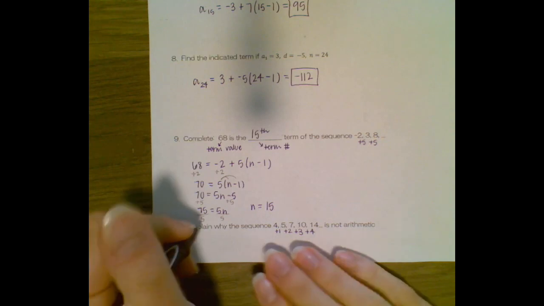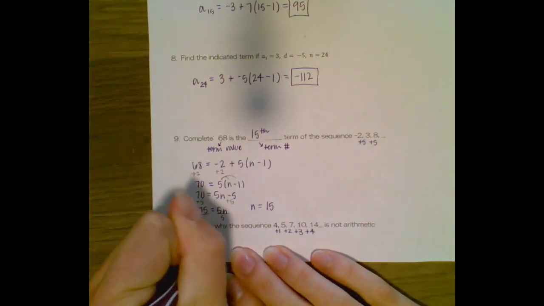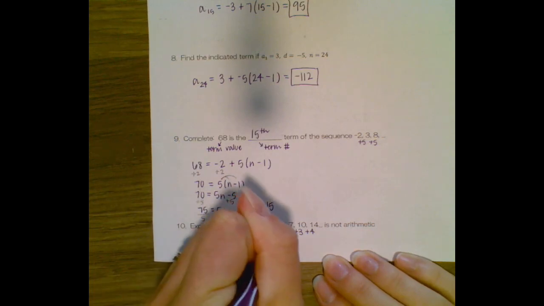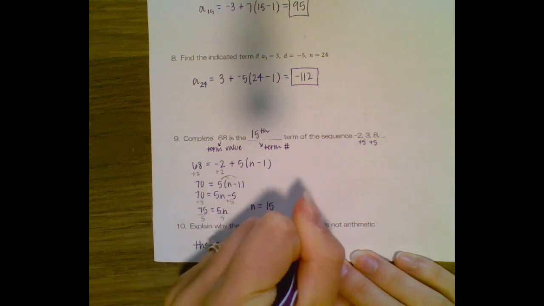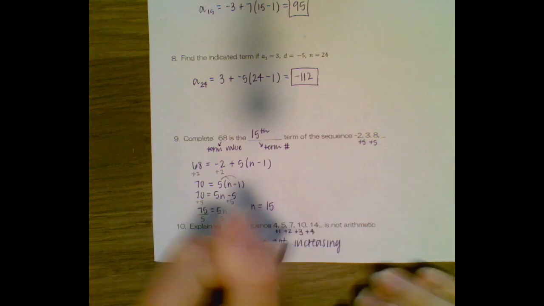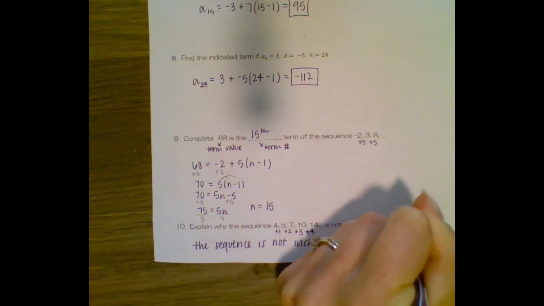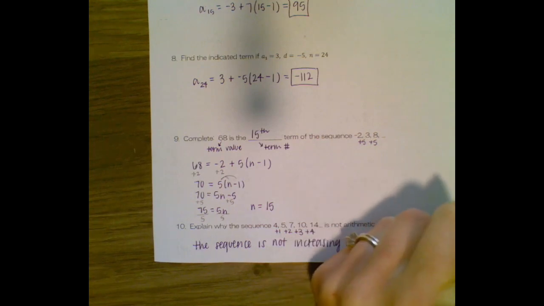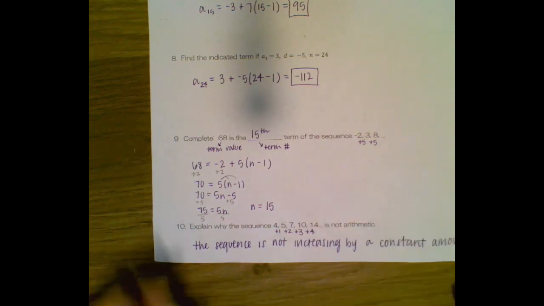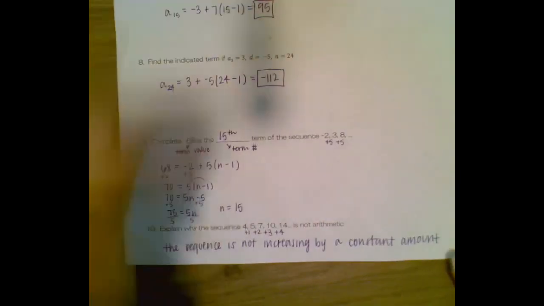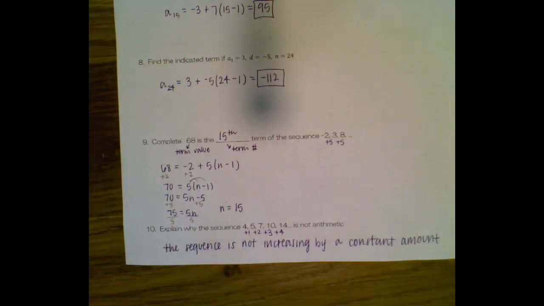So this is not arithmetic because the sequence is not increasing by a constant amount. The D value is not the same all the way across the board. Okay? All right, that's it for your notes.